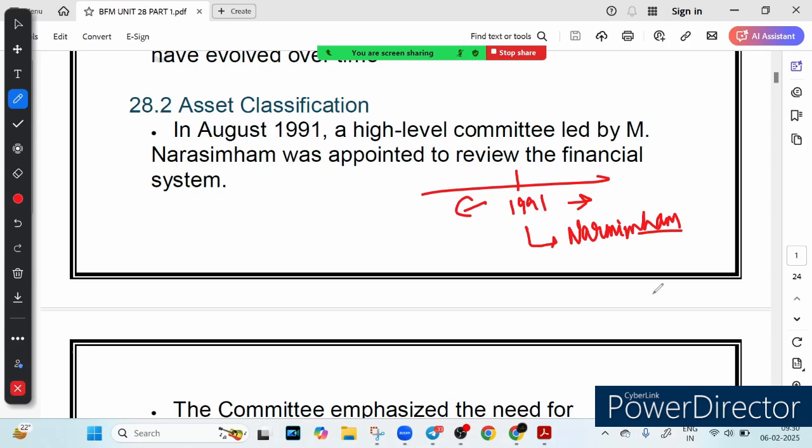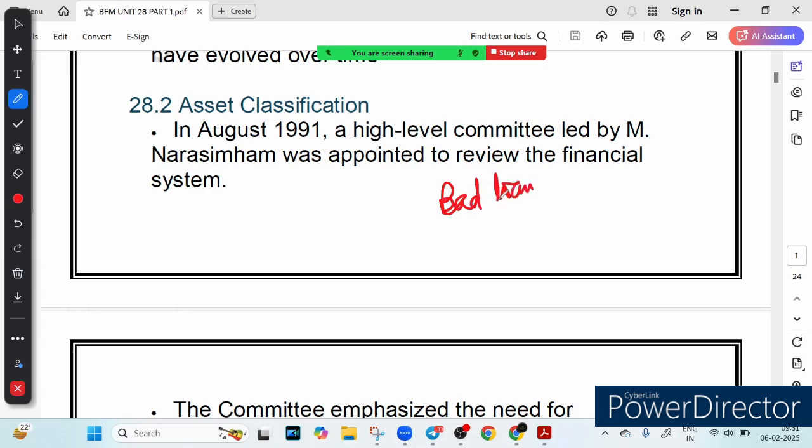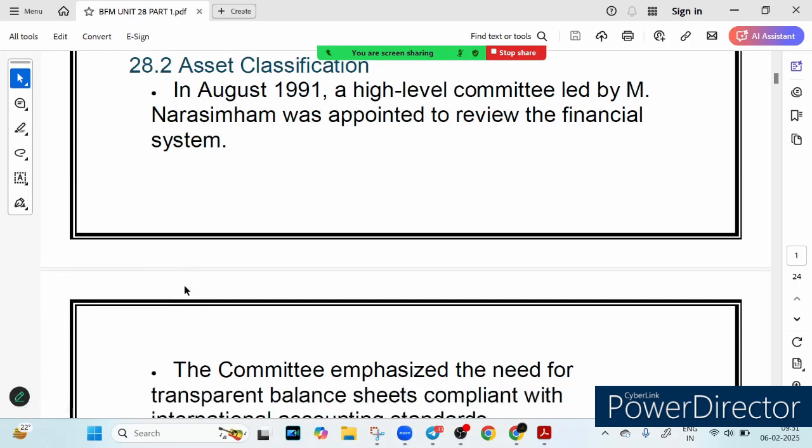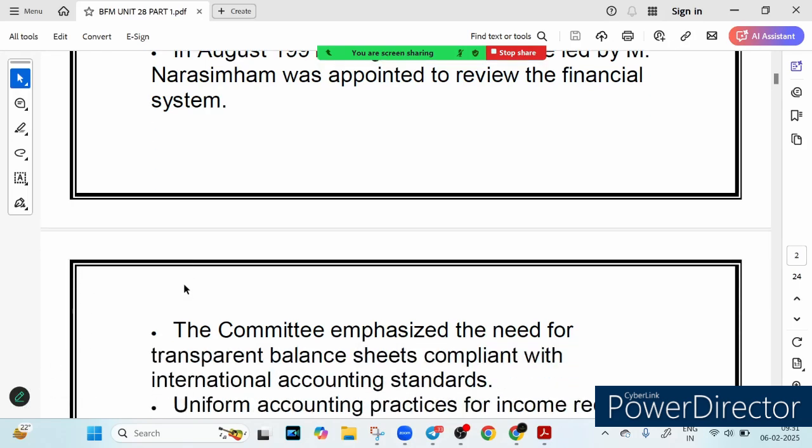Let's break it down. Back in August 1991, the Indian banking system was facing a big issue: bad loans were piling up, and banks were not following a uniform method to classify them. To fix this, a high-level committee led by M. Narasimhan was appointed to review the financial system.